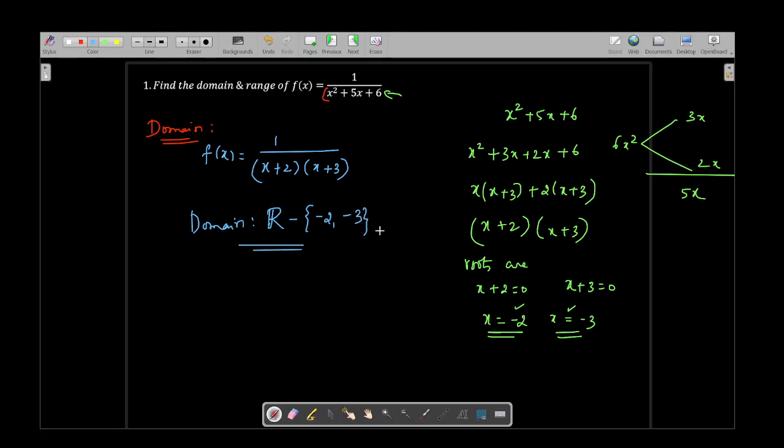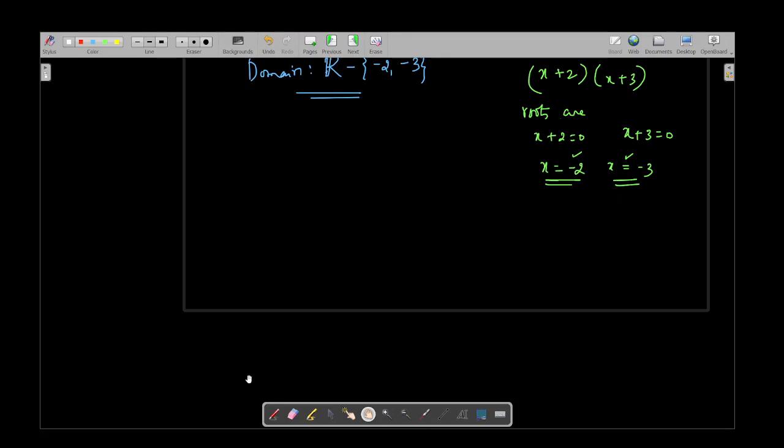With the help of the domain, we can try to find the range of the function. So let us see how to find the range. Before that, I will show you how the domain looks. So we have two roots, minus 3 and minus 2. At these points, the domain will not be there, except everywhere else we have the domain like this. So this is my domain.